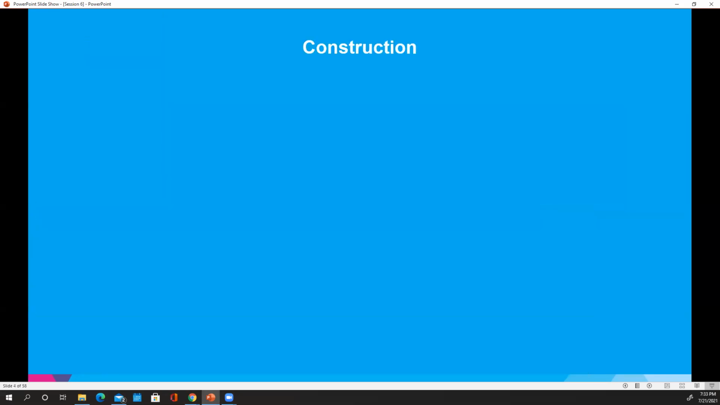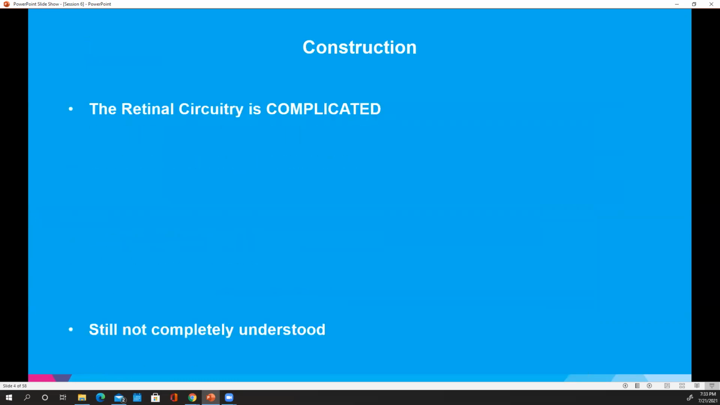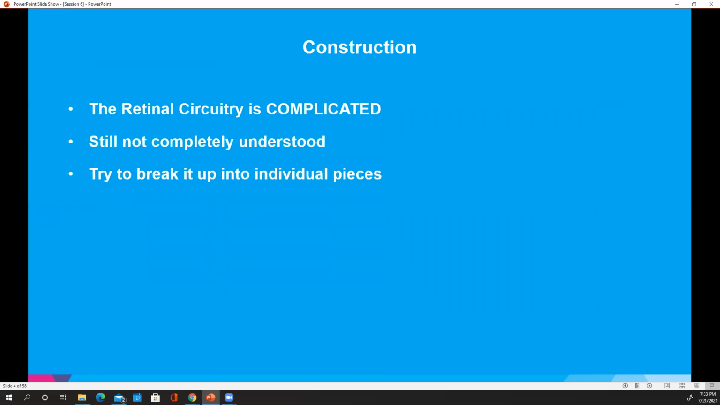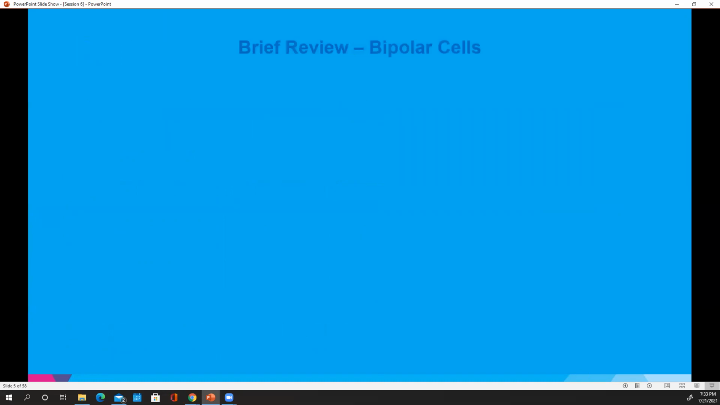This is our OCT. Just remember, again, the retinal circuitry is complicated. Don't get nervous if you don't understand everything. Every time you're confused, try to slowly break down everything into little pieces, and then we just do it from different angles, which helps. We do that brief review. Last time we did bipolar cells.